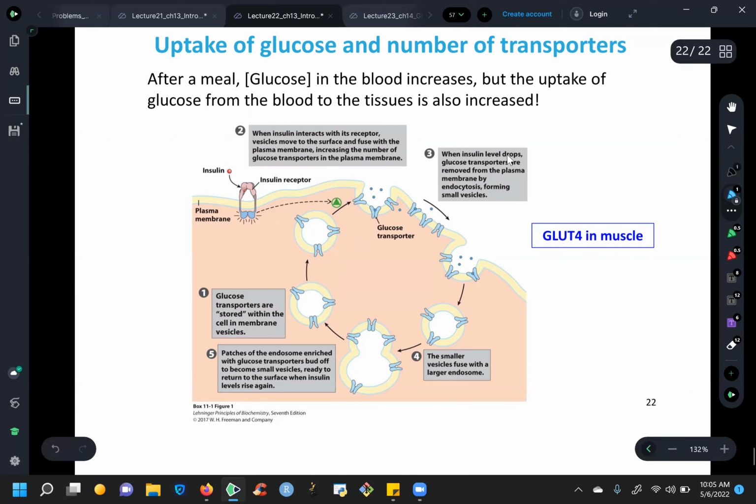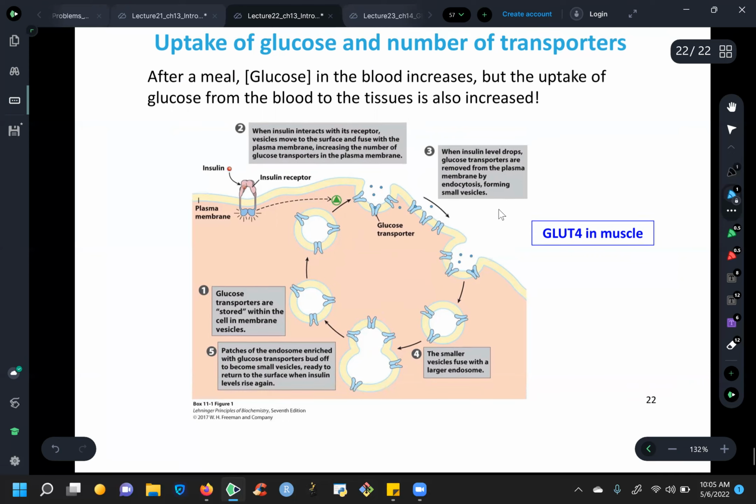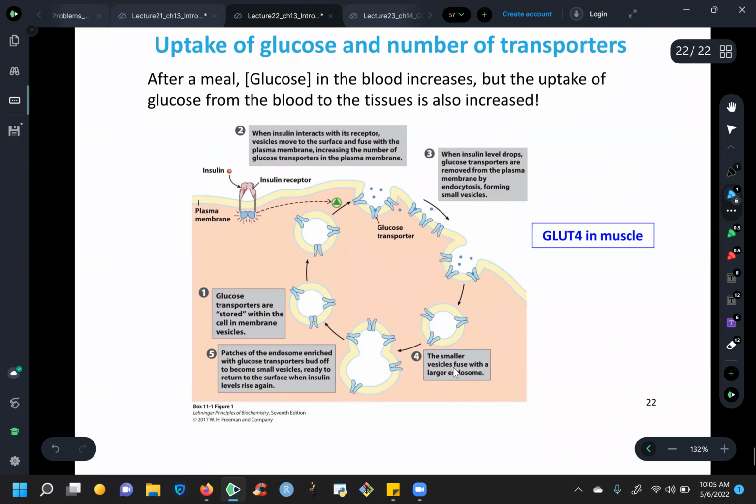Number three, when insulin levels drop, glucose transporters are removed from the plasma membrane by endocytosis, forming small vesicles. And number four, the smaller vesicles fuse with a larger endosome. And five, patches of the endosome enriched with glucose transporters bud off to become small vesicles ready to return to the surface when insulin levels rise again. So this is GLUT4 in muscle.